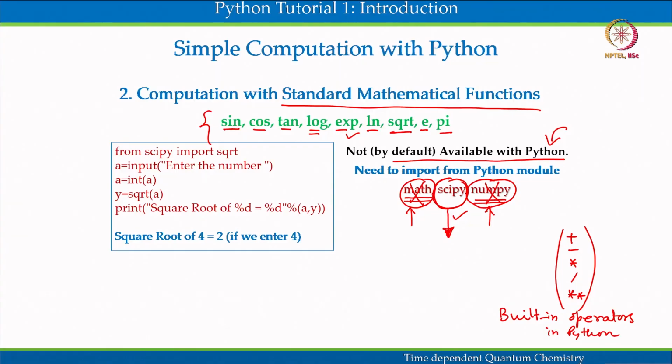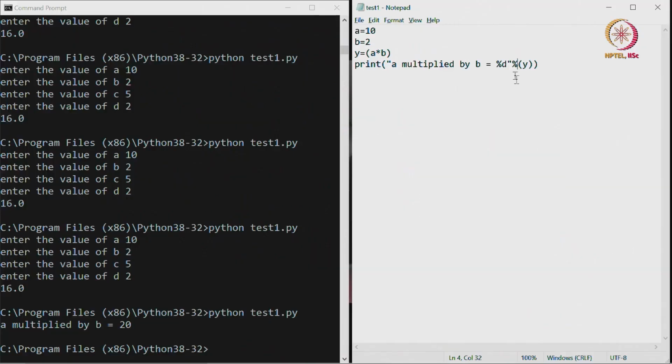So what is the construct to import some mathematical function from SciPy? This is the construct. It's a very simple construct. From SciPy, import sqrt, square root. This mathematical function you import. So we will now demonstrate in the laptop.